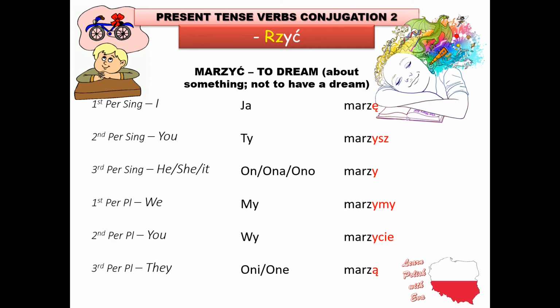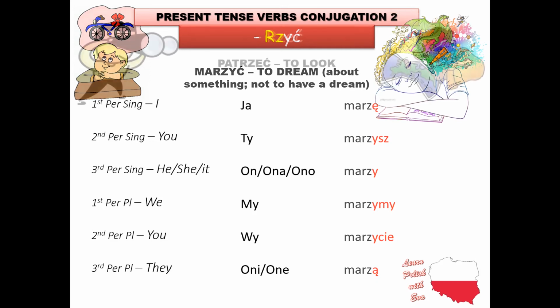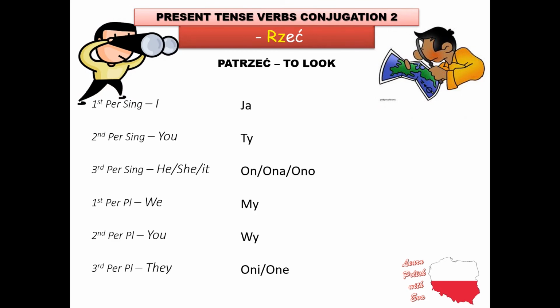Another verb, this time with the ending of rzeć, which is the verb patrzeć, to look. So look at something or someone. By this stage, we know what we do. Yes, we take off the last two letters of the infinitive, which in this case are the letters e and ć, so the ending of eć. And the stem that we are left with is patrz. And then we add the adequate verb endings. So the final verb sounds like this.